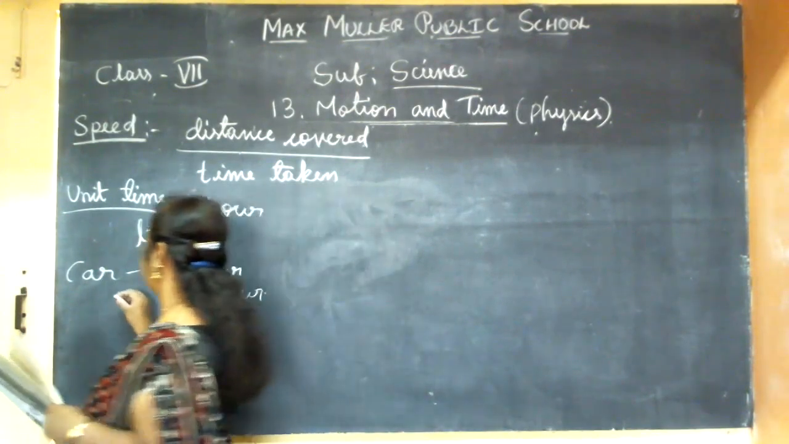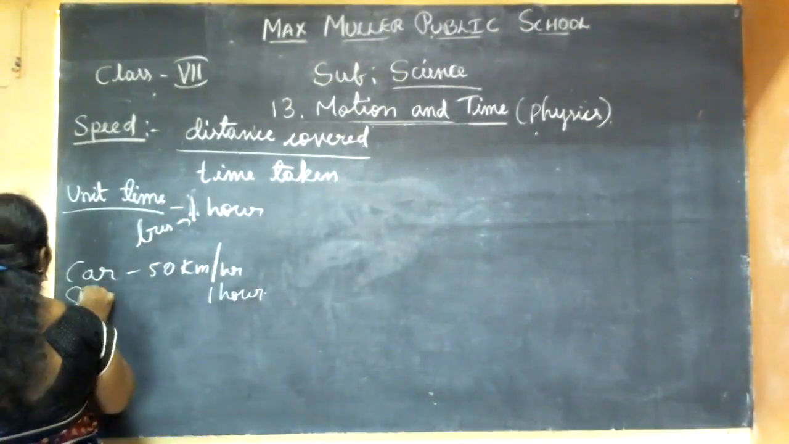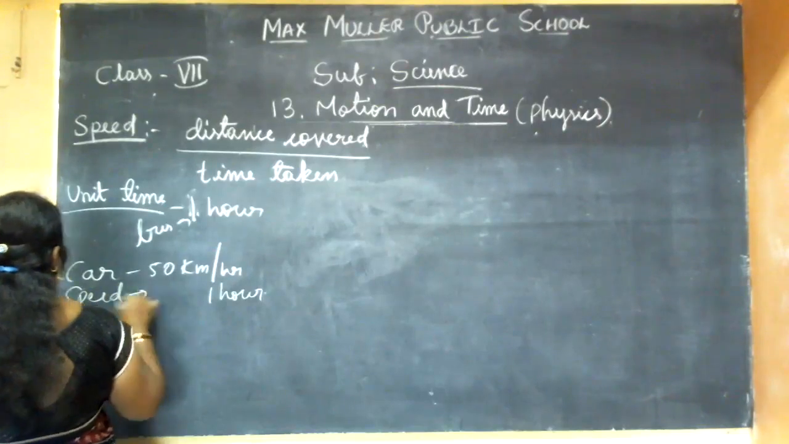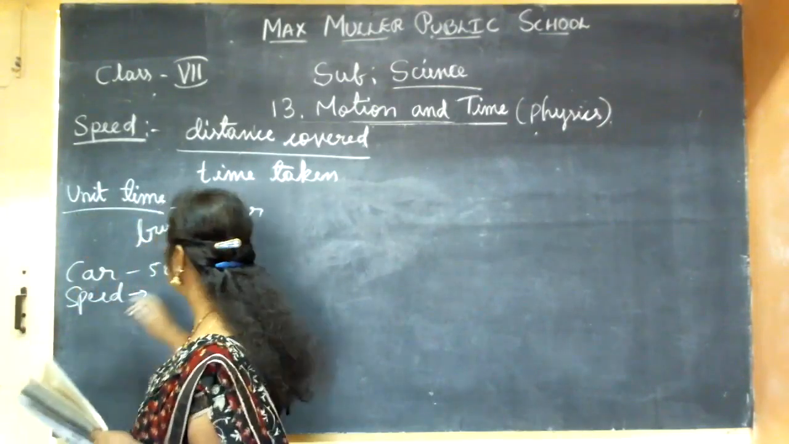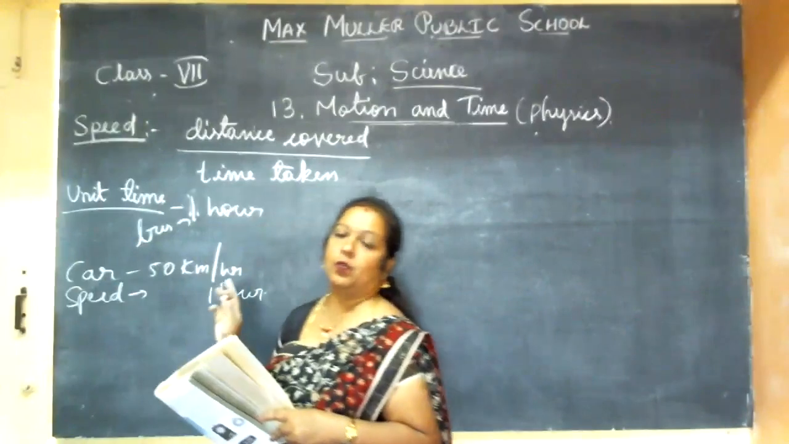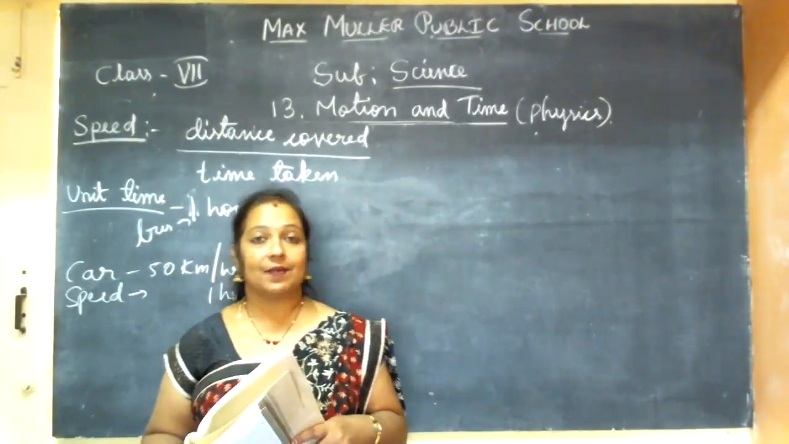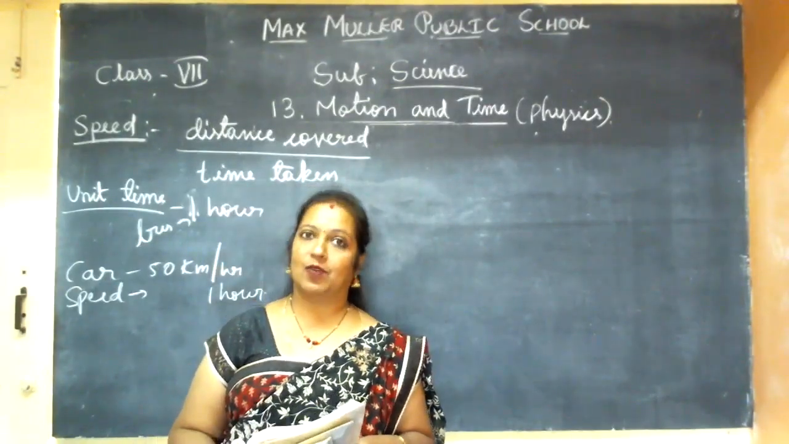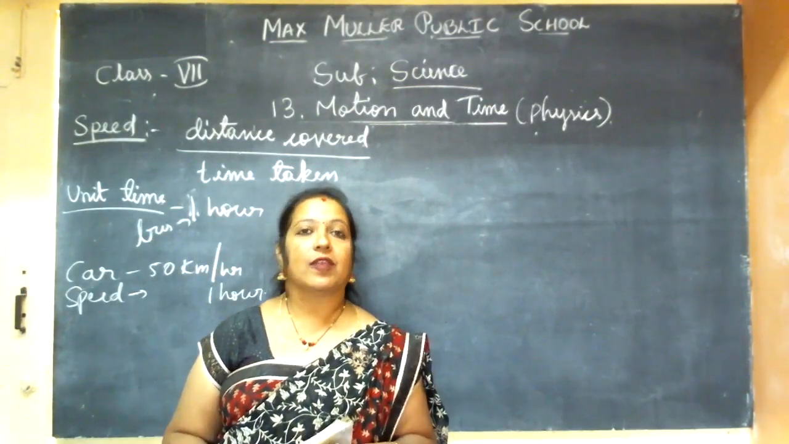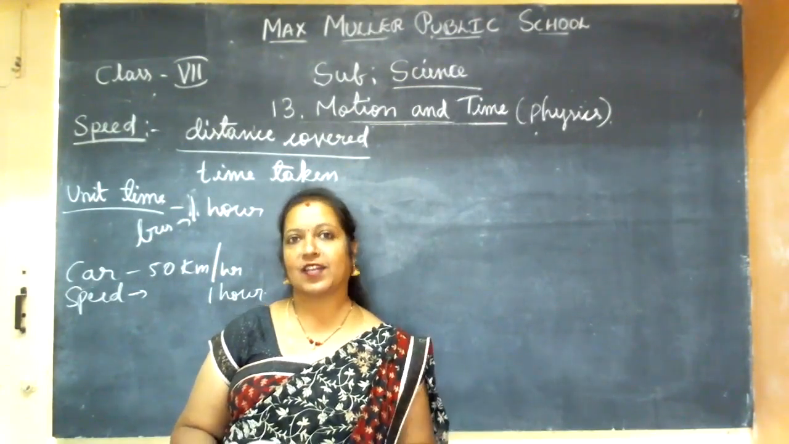So what is the speed? This distance and time you can call it as the speed. The speed of the car is 50 kilometers per hour. In 1 hour the car is able to cover the distance of 50 kilometers. Like that, we can explain that one.